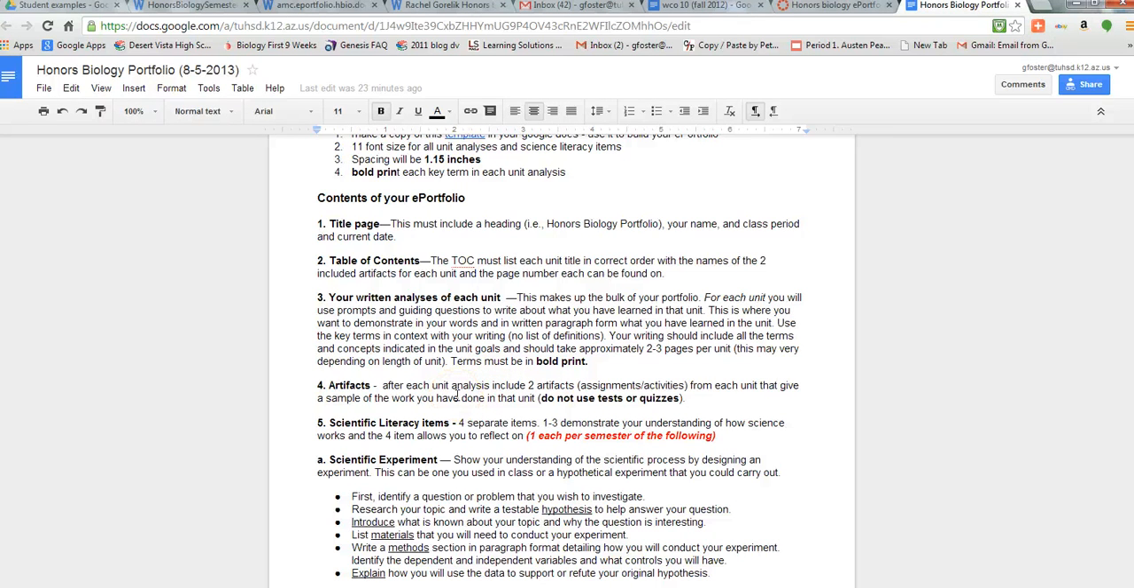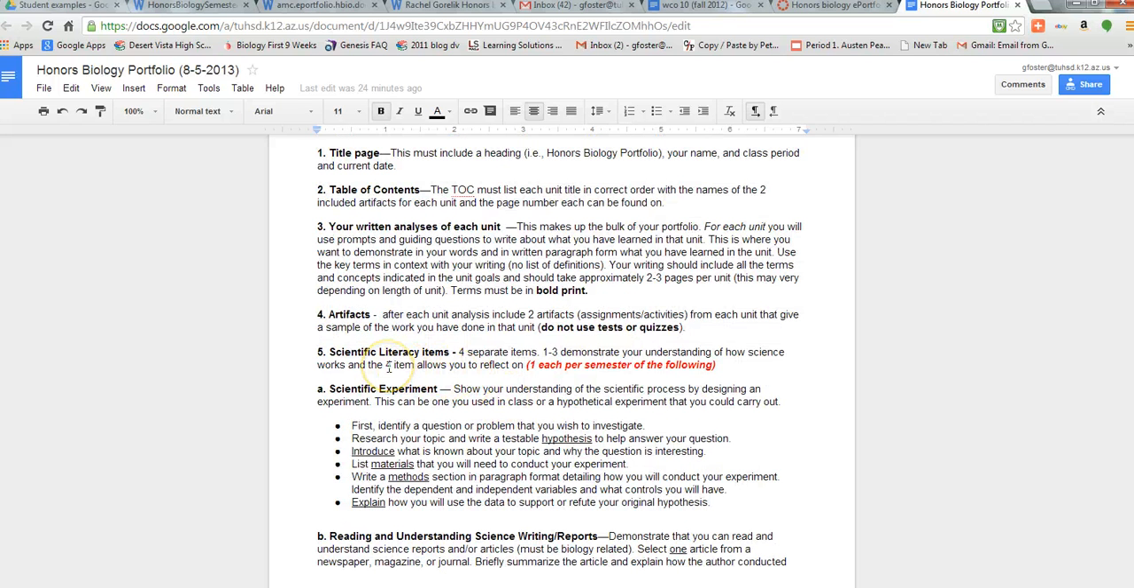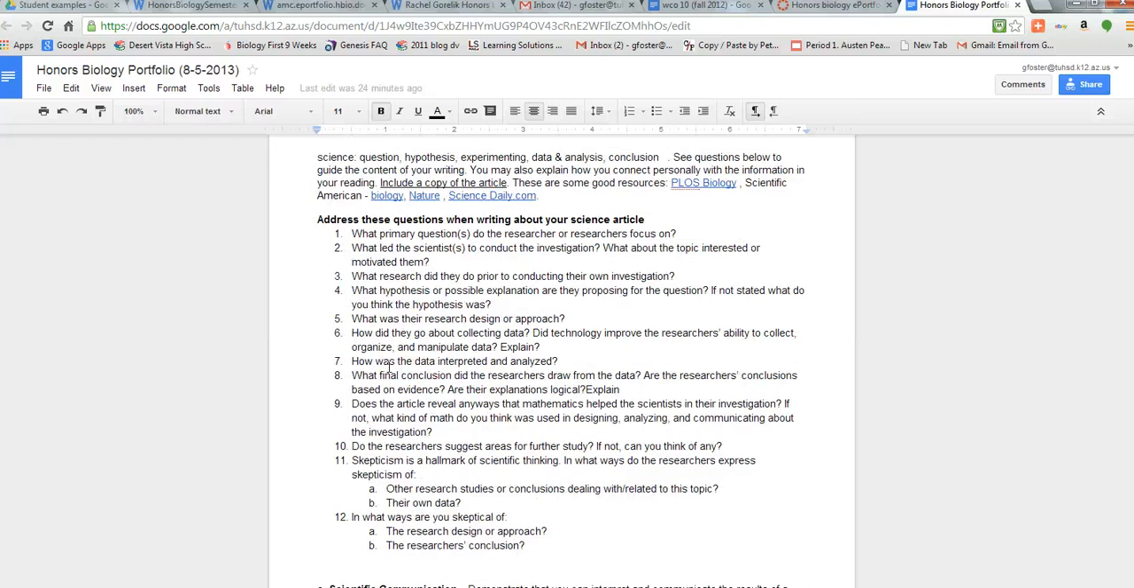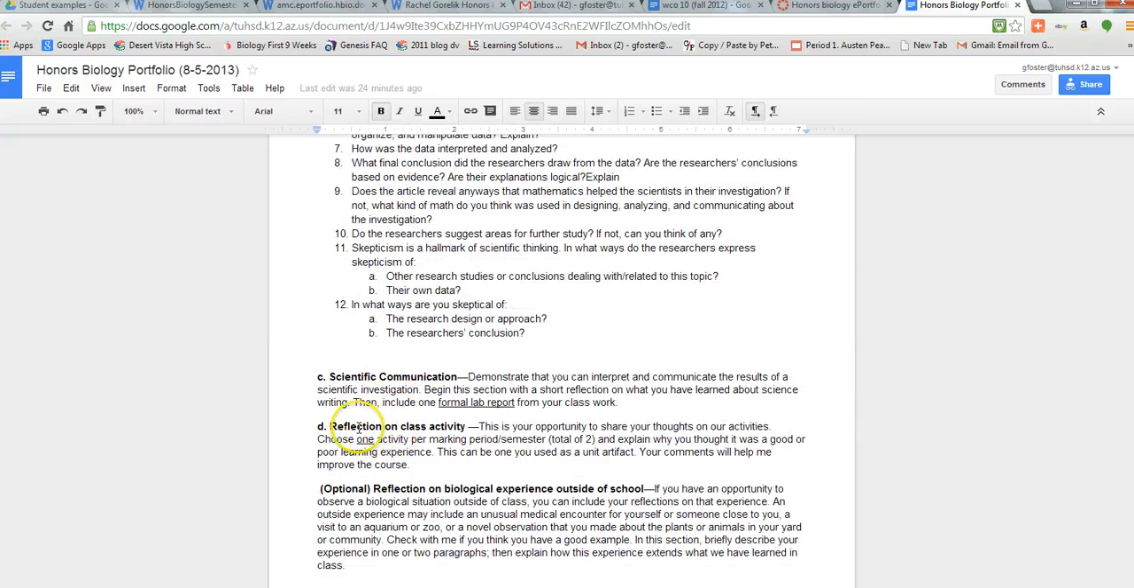Then you're going to have two artifacts of work that you did in that unit, okay, showing the things you worked on. Stay away from using tests and quizzes for that. I want to see actual assignments that you did. And then you've got literacy items. These basically demonstrate you know how science works. Okay, three of them are about designing an experiment, being able to read a scientific report or article, and then also showing a whole investigation that you've done. And the last one just gives you the opportunity to reflect on any activity, and it's right here.